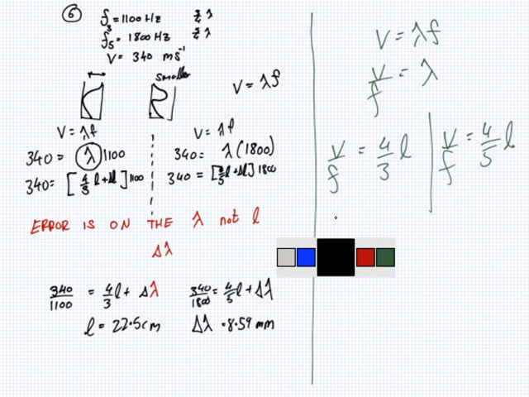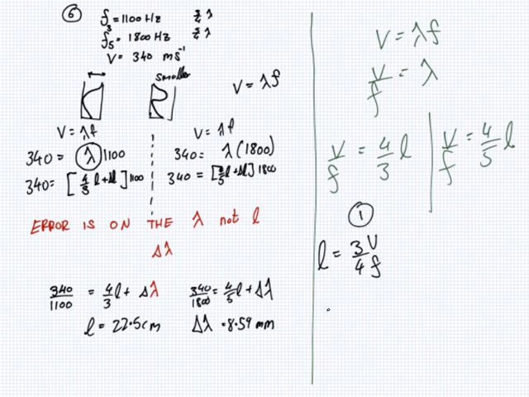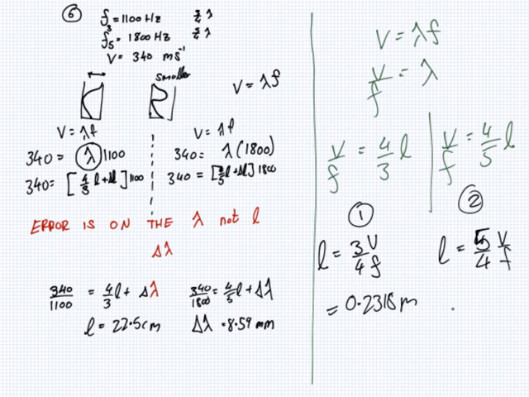So in the first one, Monica, you have the answer there when you put the numbers in. L is 3 over 4 V over F. This is for the first one. And what answer did you get, your first length? 0.2318 meters. And if you do the same thing for the second one, what is it, 5 over 4 V over F, you get 0.2363 meters. Now, of course, you should get the same answer.